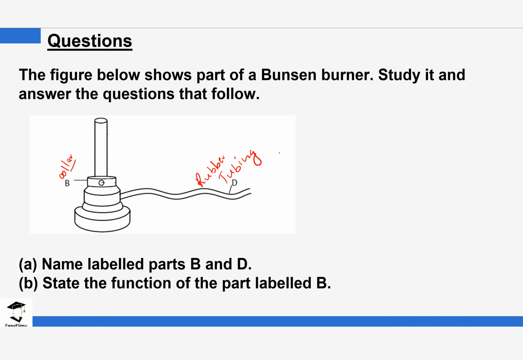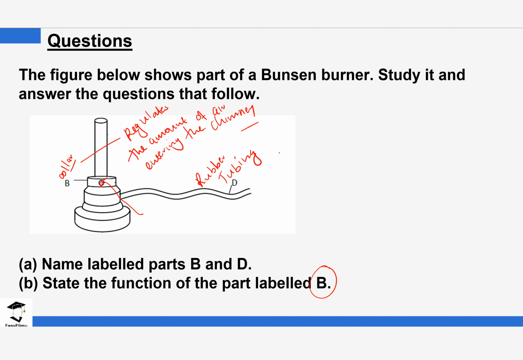And then the next question is, state the function of the part labeled B. So the collar, we say that it regulates the amount of air entering the chimney. And we know it is regulating this way in that it opens and closes the air hole where the air is getting in through. So that's how it functions.